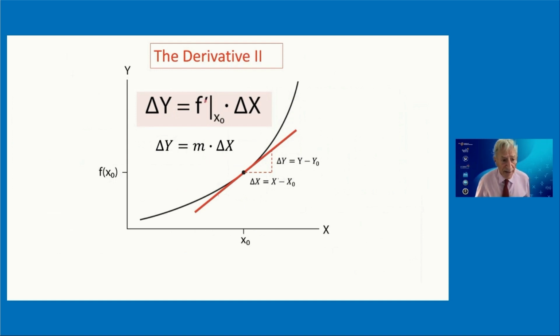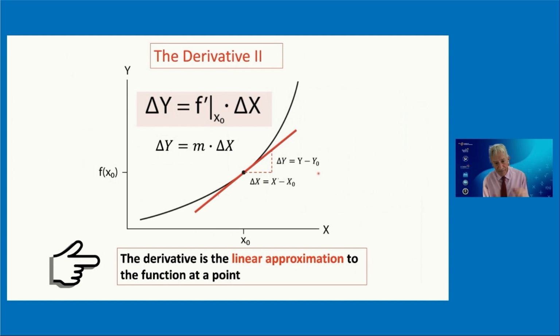What our students learn is that the derivative is the linear approximation to a function at a point. And we can use, here is the linear expression, delta y equals m delta x, and m is the derivative of f evaluated at that point. So the concept of the derivative as the linear approximation to the function at a point is a very powerful concept, and we do teach that. And we even teach the students how to extrapolate over short distances using the derivative instead of the function.